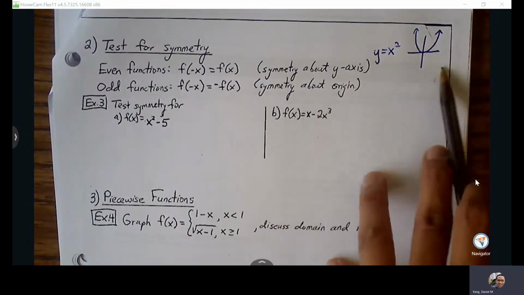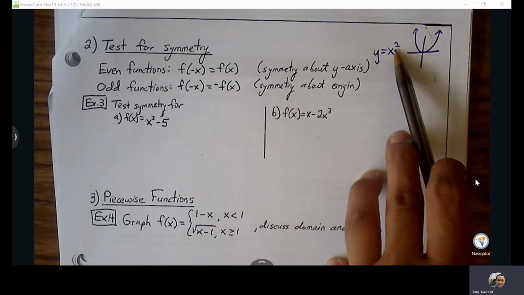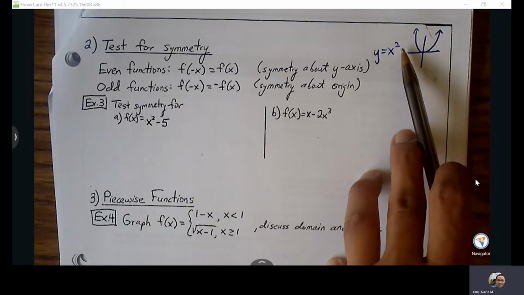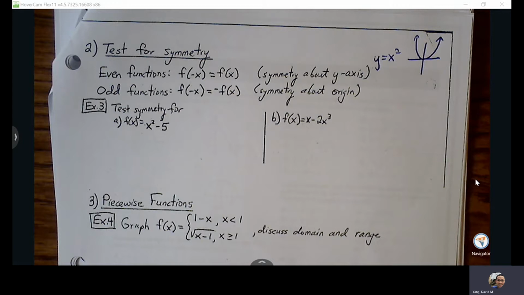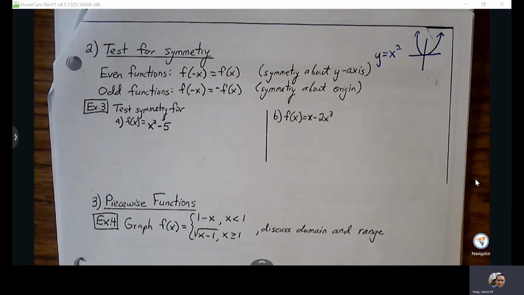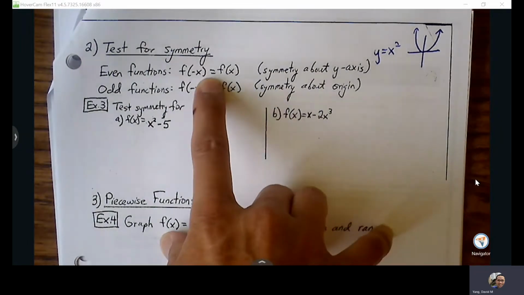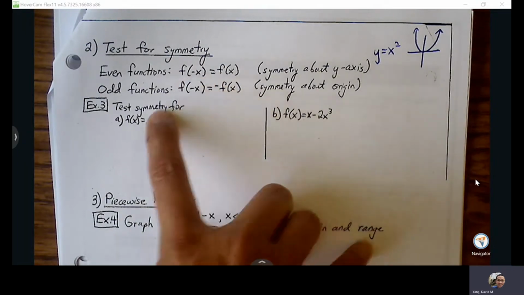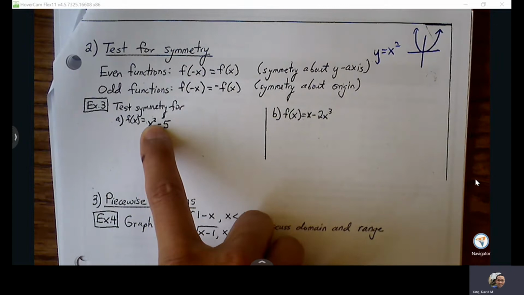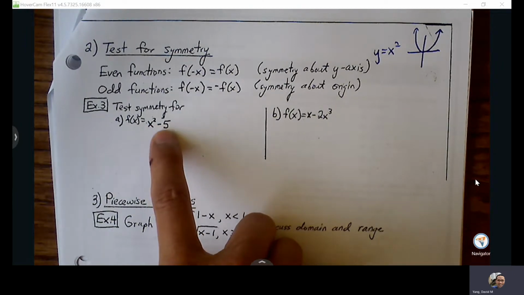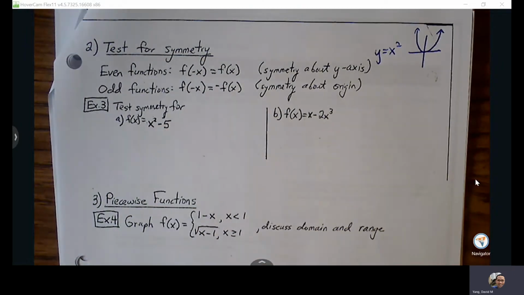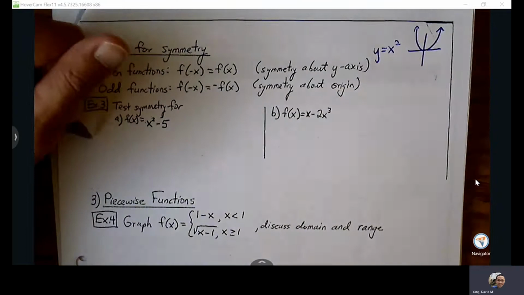So even function, an easy way to tell if it's an even function for the most part is if all your exponents are even, then that's a good indication that chances are it's going to be an even function, that there will be a symmetry about the x-axis, sorry, about the y-axis. But we want to ensure that there is that symmetry by going through this test. So when we go through that test, you see that my exponent is even there. So there's a chance that this could be an even function. So we go through our test.